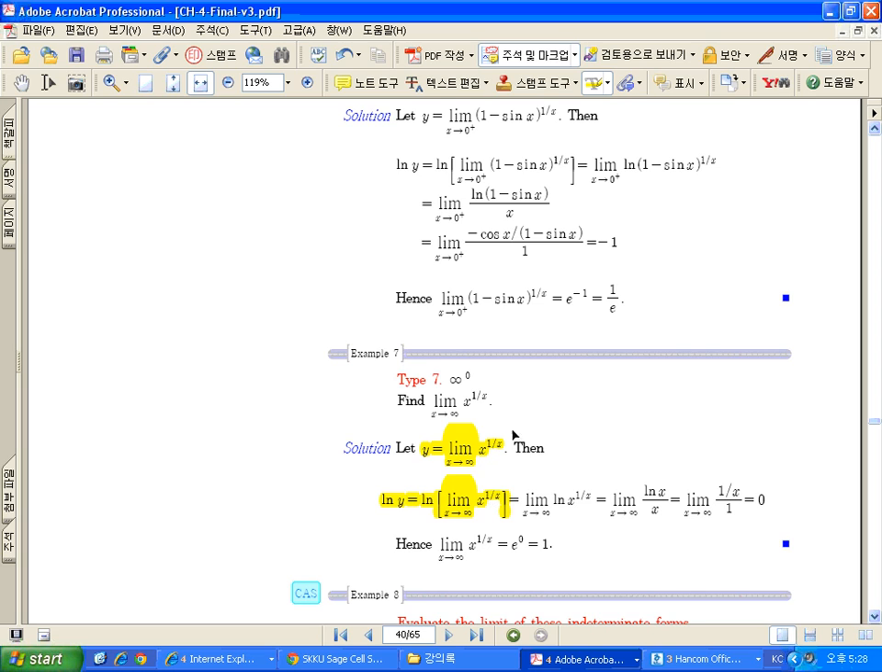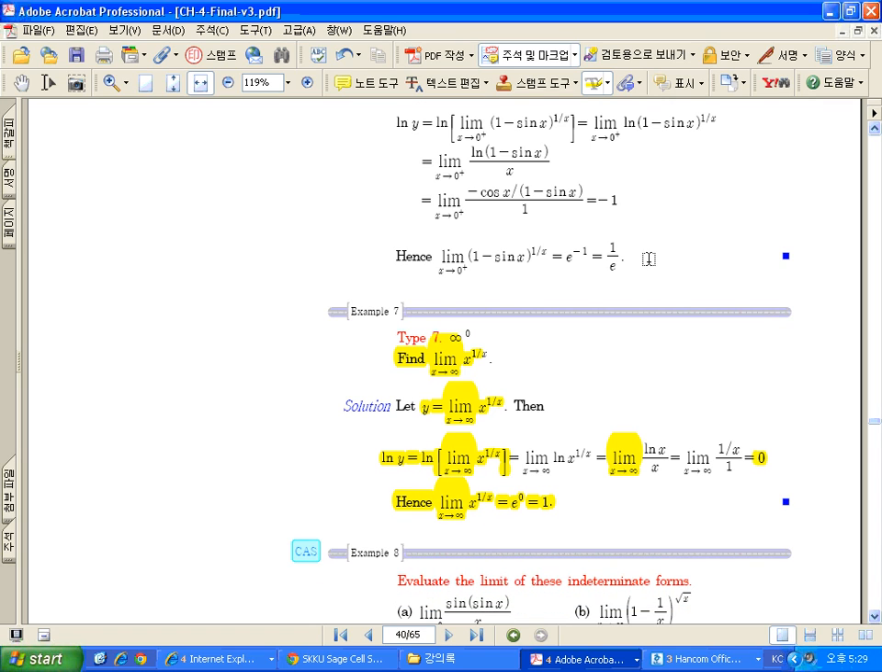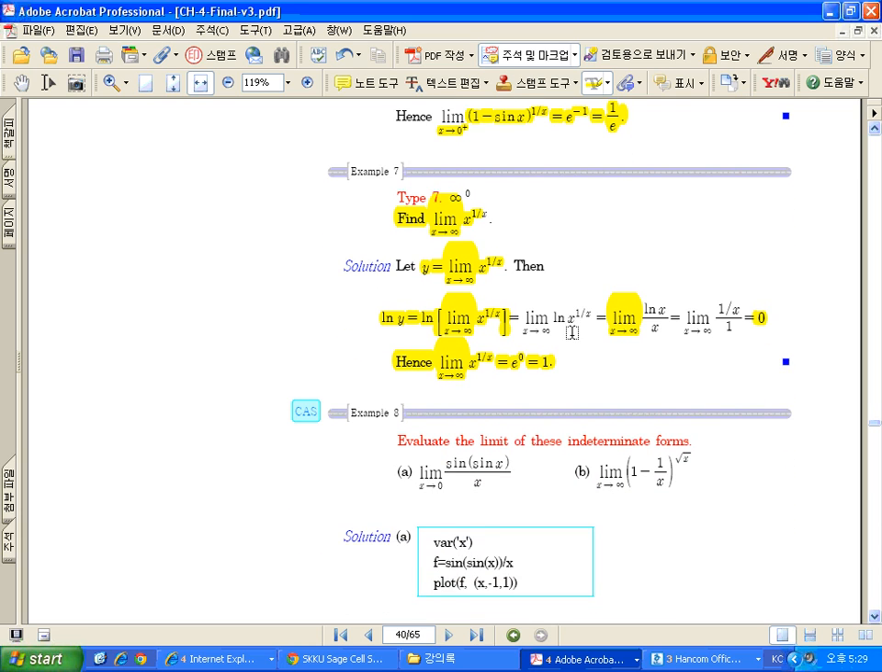Then, in this case, infinity to the 0 power. If x goes to infinity, then x goes to infinity, and 1 over x goes to 0. In this case, let y be equal to the limit of x to the 1 over x. Then take a logarithm on both sides. Then ln of y is ln of this. Then you can find the limit using L'Hopital's rule. Use L'Hopital's rule to get 0 as the limit of this function, which is ln of y. So y can be found as e to the 0, which is 1. That's the way of using L'Hopital's rule. So this shows some of the techniques to use L'Hopital's rule.